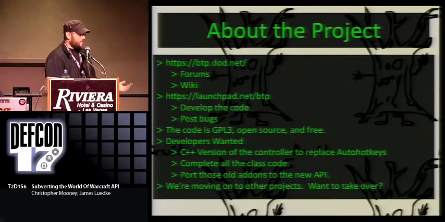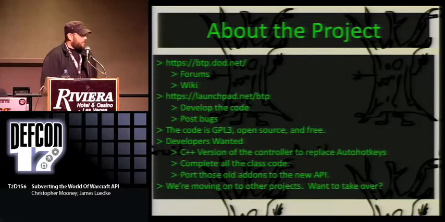Developers wanted, remember, we want that C++ version of the controller. There's not complete code for all classes. I don't think Warrior or Death Knight or any of those classes have code yet, but you just follow a template for other people and you're all set. And maybe port some of those old add-ons that people used to like to the new API.